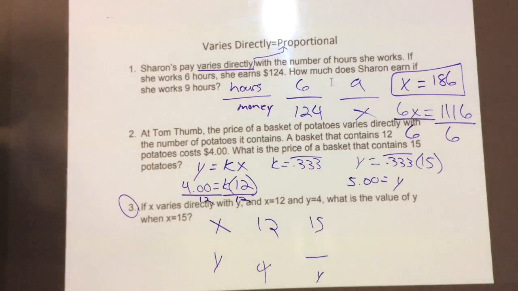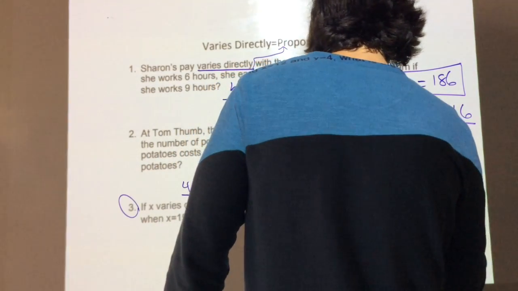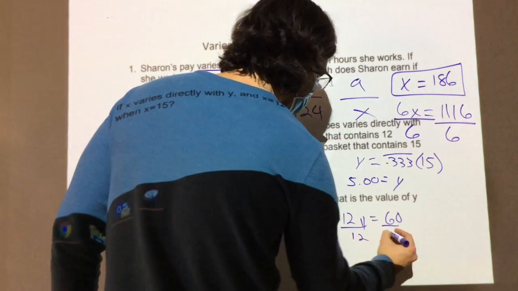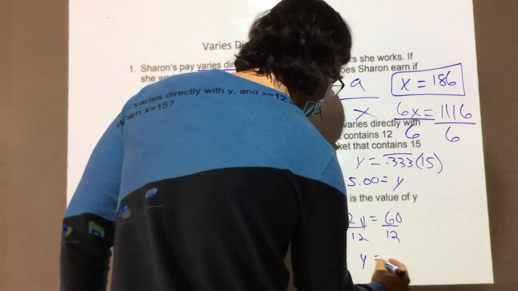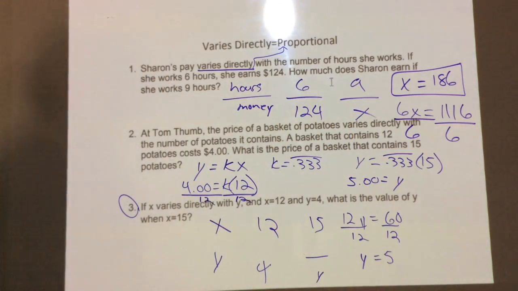Okay. So 12 times y is 12y. 15 times 4 is 60. So now I'm going to divide both sides by 12. And y is going to equal 5. Is that all we got? Okay, Mariah, you understand how I did that way?